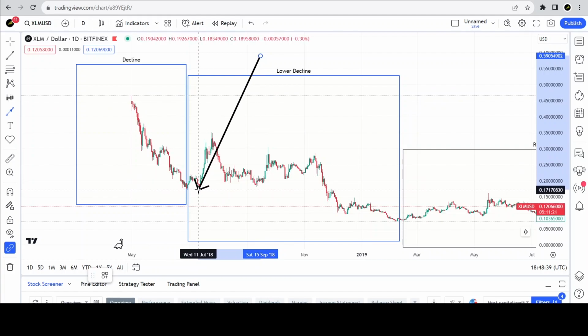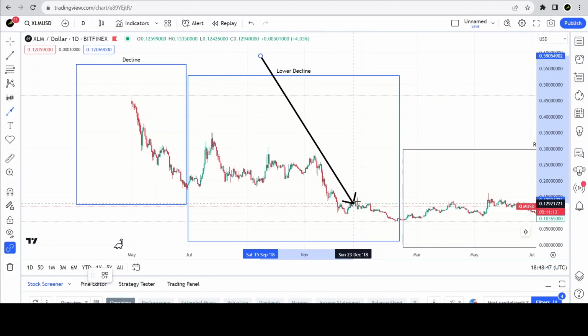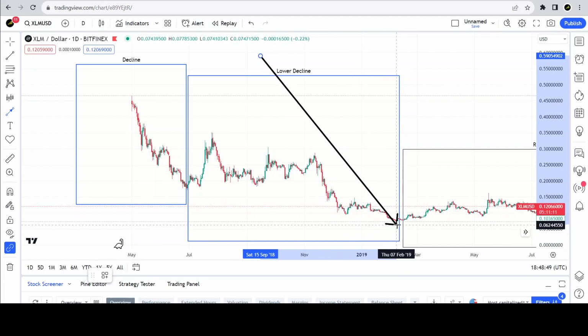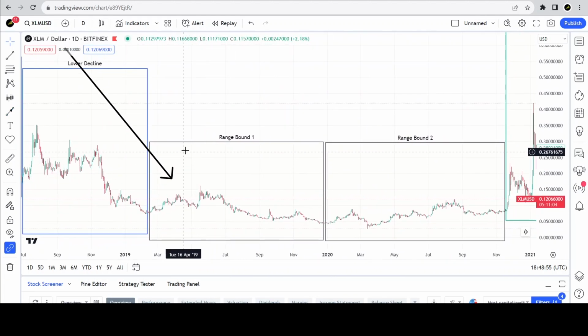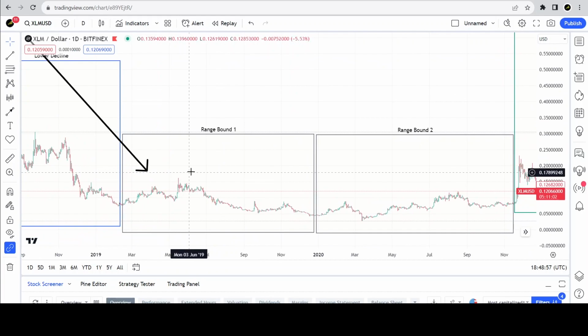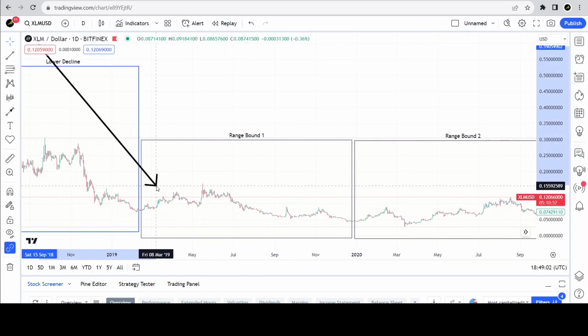So in this lower decline, what price does is it moves back up, makes a peak, drops, it moves back up again before dropping and doing this little bounce at the end. Once it completes this structure, price moves back up in a range-bound fractal. So just as XRP has a range-bound time, so does XLM.